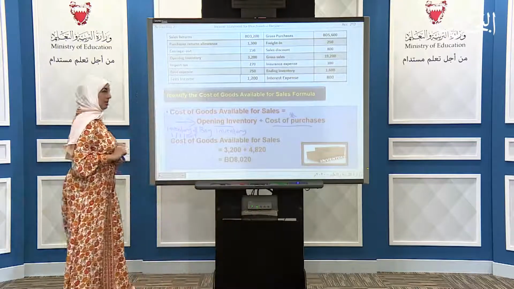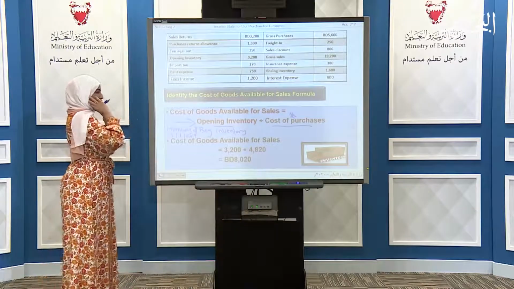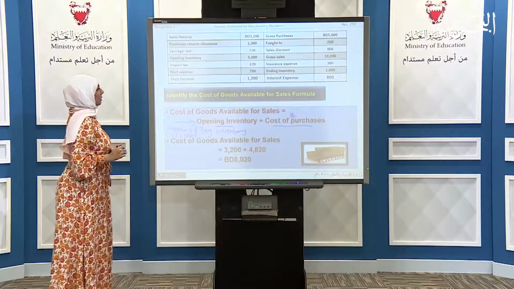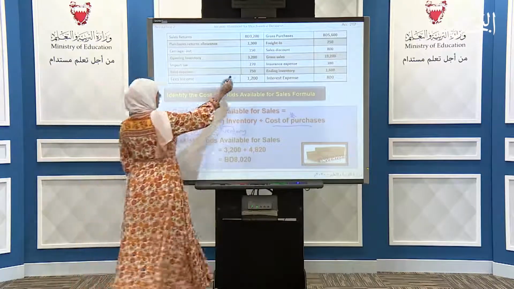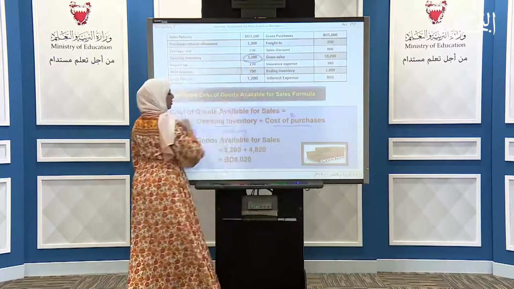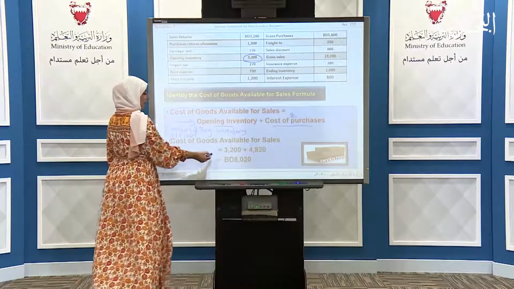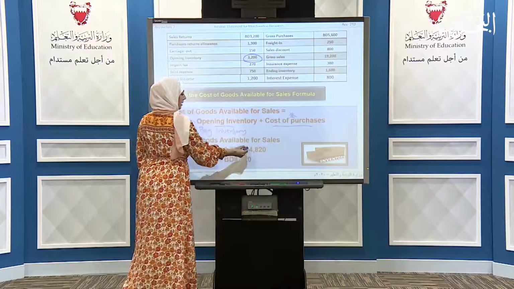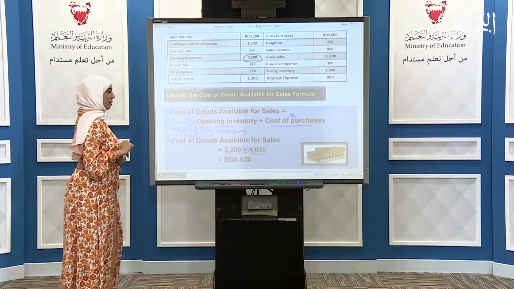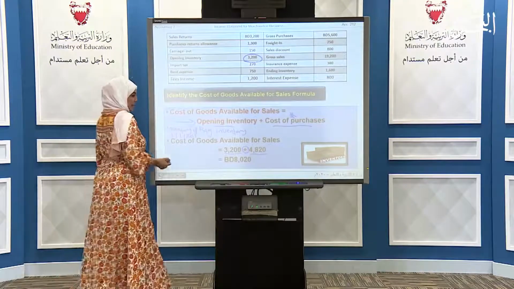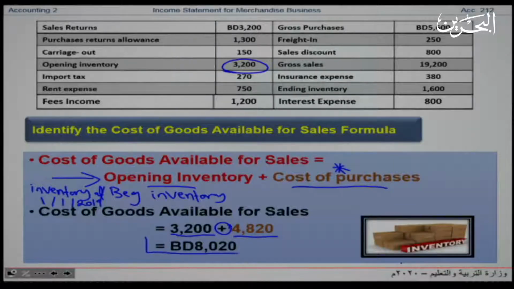So the opening inventory for Abdullah Company, as we look at our data, is 3,200. So I will use the 3,200, add it to 4,820, the cost of purchase, which I find in the previous slide, and I will get the cost of goods available for sale for Abdullah Company, and it will be 8,020.